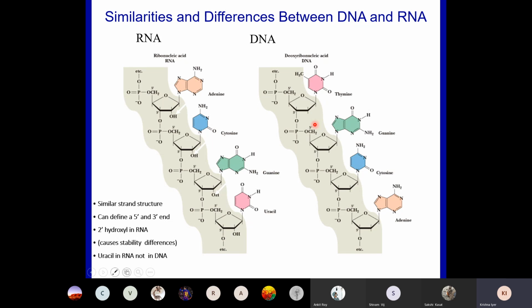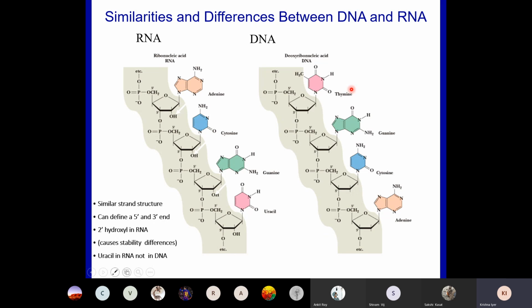Now the other big aspect is that the bases which are present in RNA typically, and I use the word typically because there are exceptions to this rule, are adenine and guanine as far as the purines are concerned, and cytosine and uracil as far as pyrimidines are concerned. Unlike this, DNA tends to have adenine and guanine as far as the purines are concerned, but it tends to have cytosine with thymine as far as pyrimidines are concerned.